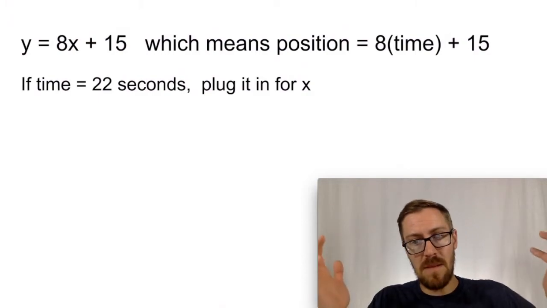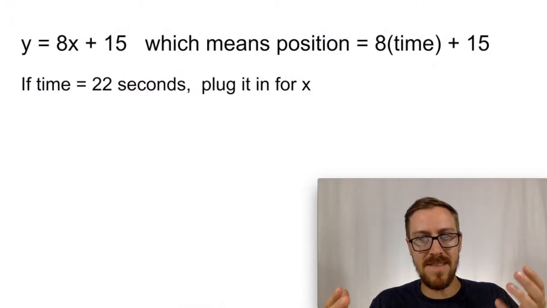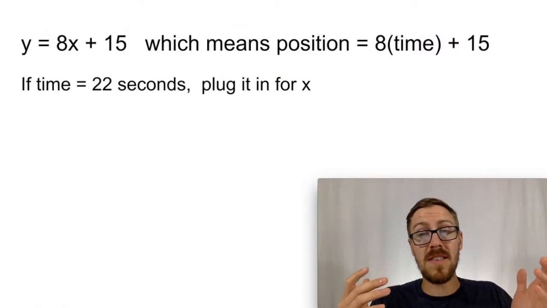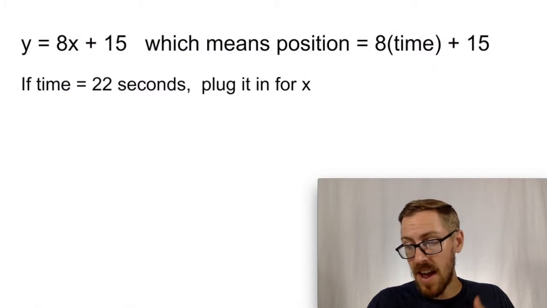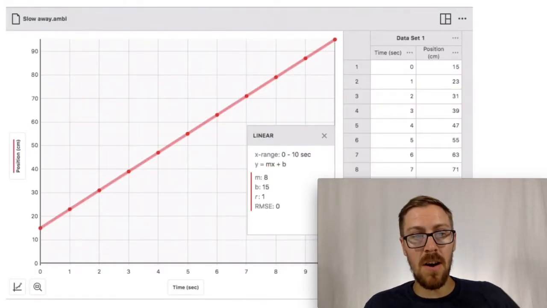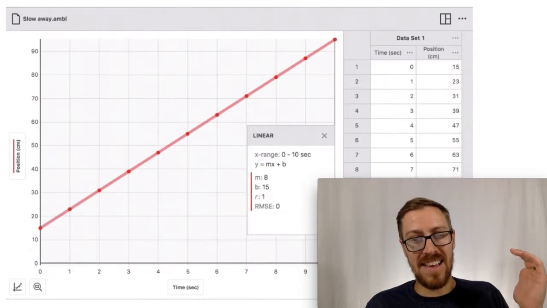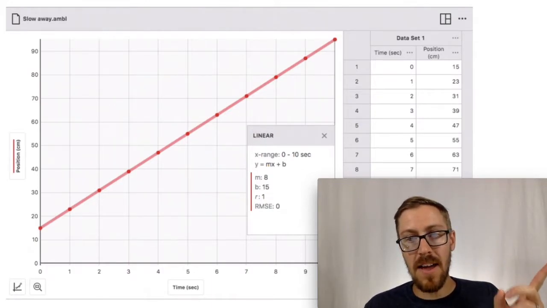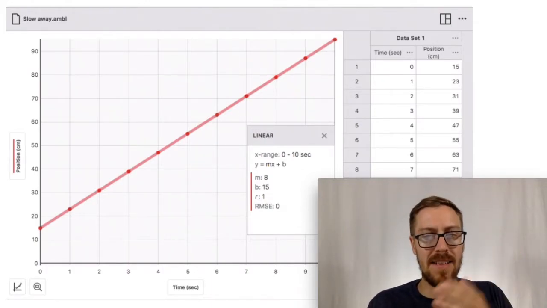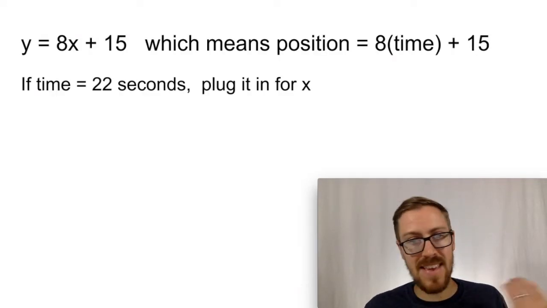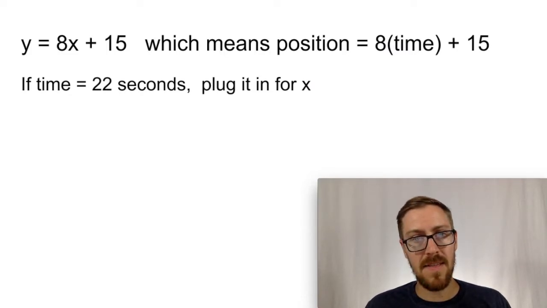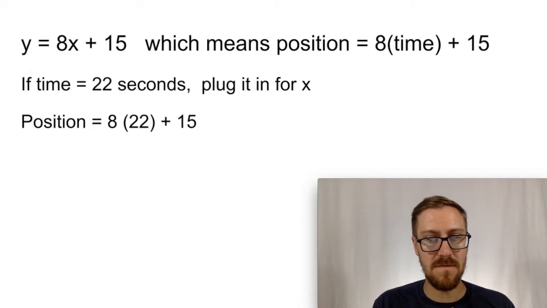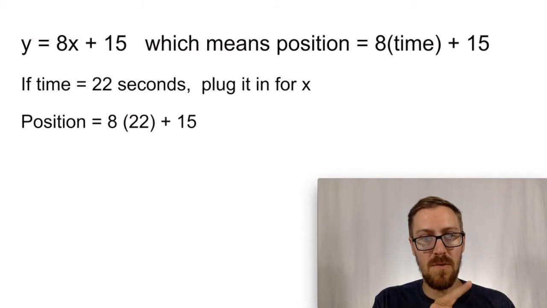So if I give you a random time, let's say I give you 22 seconds, and I ask, where is the car at 22 seconds? Well, seconds, time, is on our x-axis and position is on our y. So if I give you a time, you need to plug it into your equation where the x is. So you plug it in for x, and so now our equation is going to look like this. Position, which is our y, equals 8 times 22 plus 15.